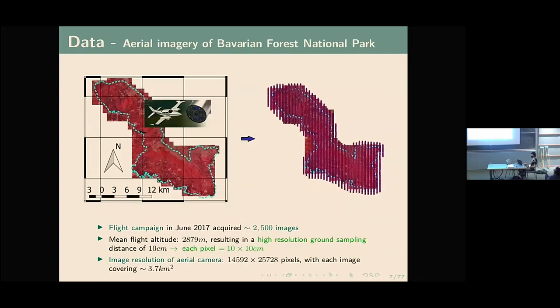In particular, the data we're using came from a flight campaign in June 2017. It consists of approximately 2,500 images, where each image pixel represents 10 by 10 centimeters. And this is basically the route it took. Each of these little dots is a picture it took. So it has over 14,000 by 25,000 pixels, representing 3.7 square kilometers of forest. So very high resolution stuff here. Since these images overlap, they can be stitched together to form this high resolution image of the status of the entire region in CIR format.